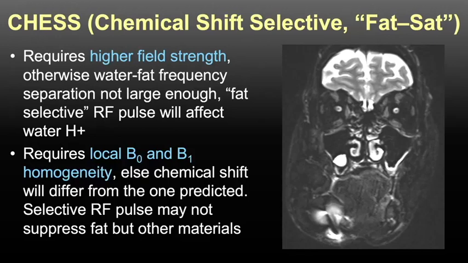If you have local field inhomogeneities, as shown here by the area around this mandibular fixation plate, that selective fat suppression RF pulse may not suppress out just fat. Instead, it may fail at suppressing out the surrounding fat, but try to then suppress other materials.